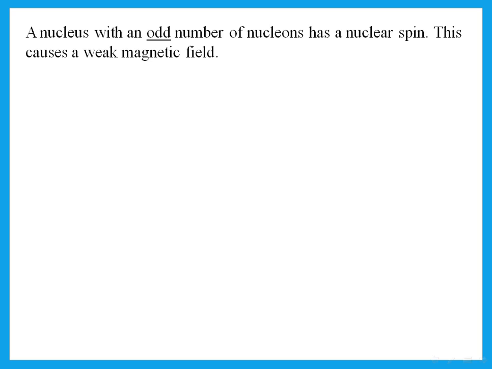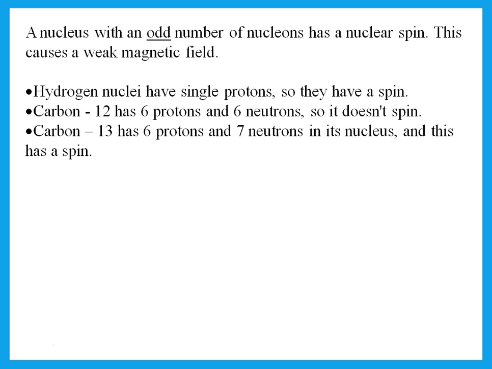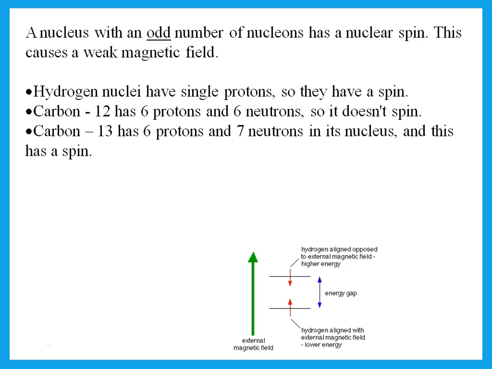Now, the idea is a nucleus with an odd number of nucleons has nuclear spin, and this causes a weak magnetic field. So, which nuclei have an odd number of nucleons? A hydrogen nucleus has only one proton, so this is an odd number of nucleons, and hydrogen nuclei will have a spin. Carbon-12 does not, because it doesn't have an odd number of nucleons, but carbon-13 does, so the nucleus will have a spin.